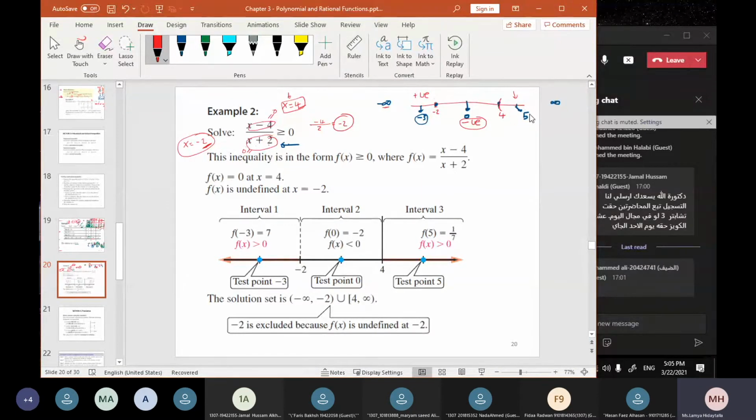How many intervals do we have? We have this interval, another interval, and this one. Correct? So we have 3 intervals. I want to test the function in the 3 different intervals: the first, the second and the third. This goes to infinity. The first turned out positive, the second negative. The last one remains: we take 5 and substitute with it. So 5 minus 4 is 1, 5 plus 2 is 7. So 1 over 7 is positive. So in this last interval the function is positive.